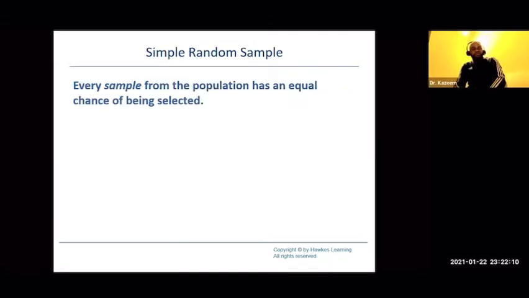And what we choose is what we call a simple random sample, where every sample from the population has an equal chance of being selected. If I want to carry out a study, maybe I want to study the annual average income in the United States of America.